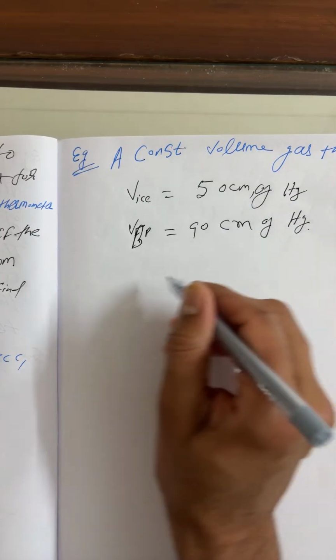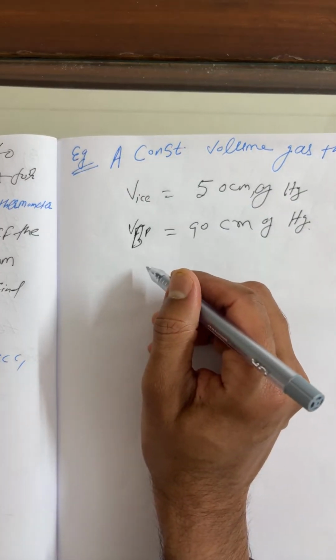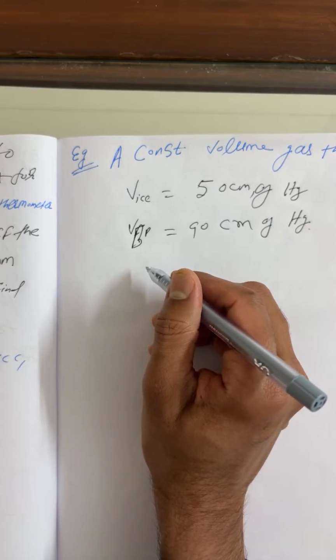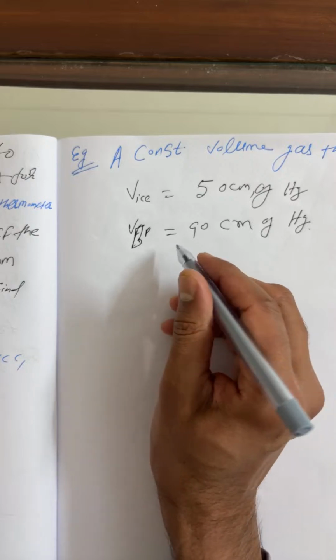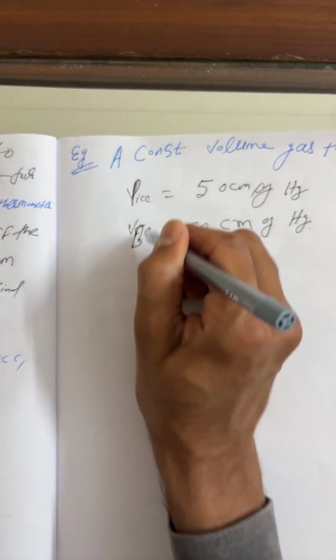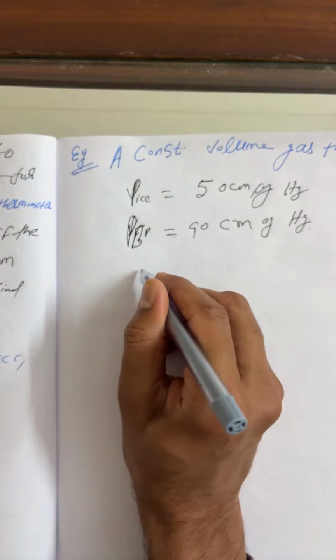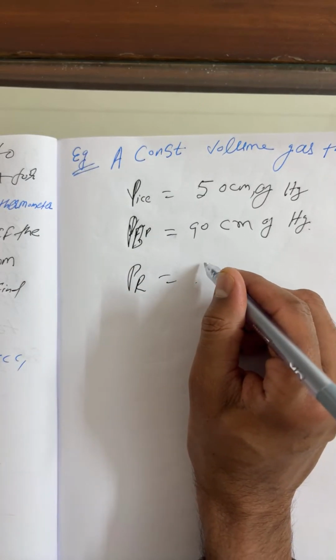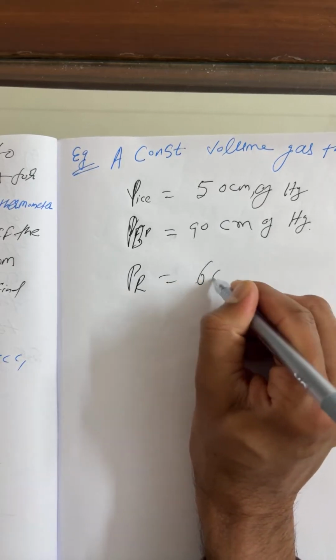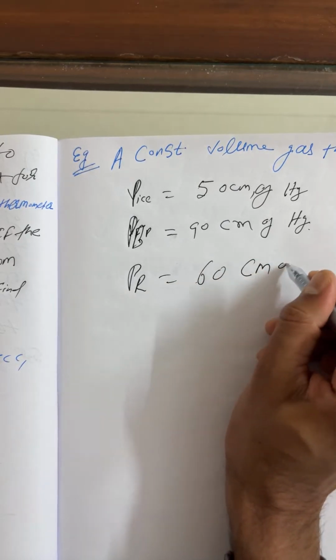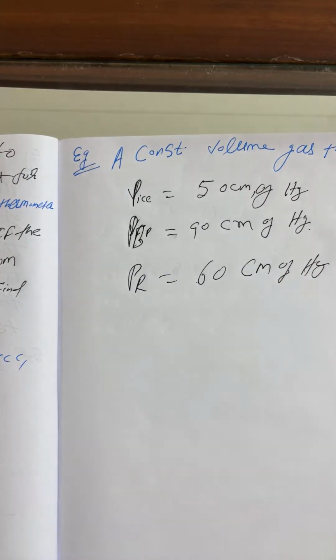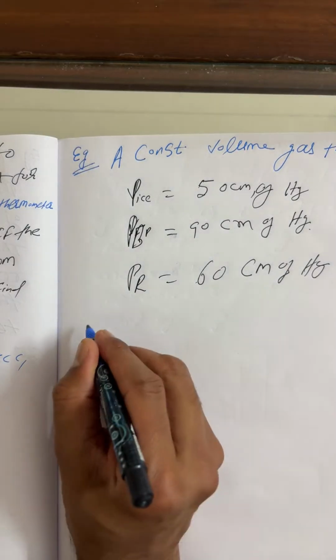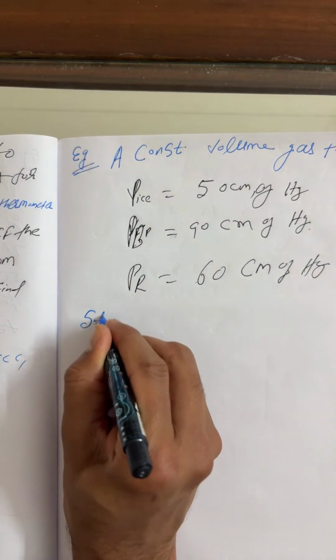What is the reading here? This is the pressure reading at constant volume: the pressure at the ice point, and the pressure at the boiling point. For the pressure reading you can take any random data here, say 60 centimeter of Hg. Answer me, students, both of you.